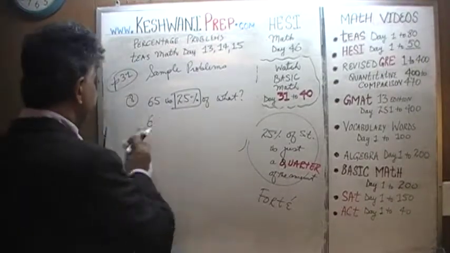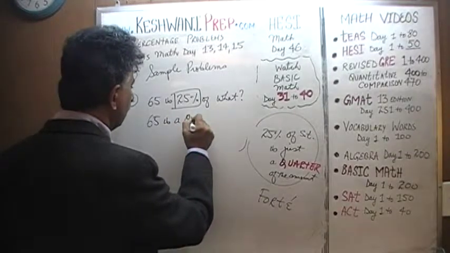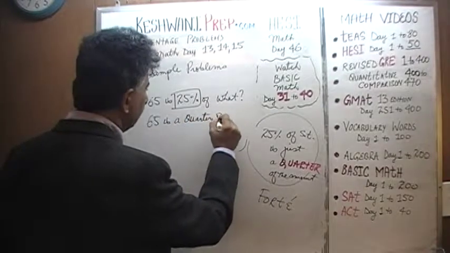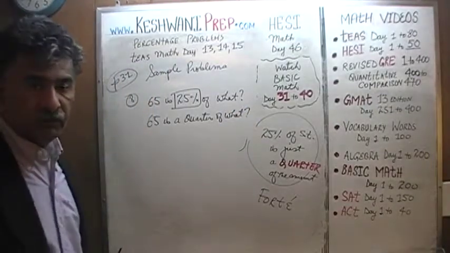25% of something means a quarter of something. So the question here is, 65 is 25% of what, which is the same as asking 65 is a quarter of what? Well, that's a very silly question now.